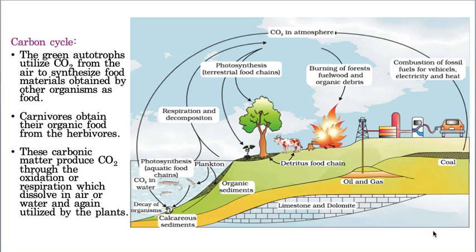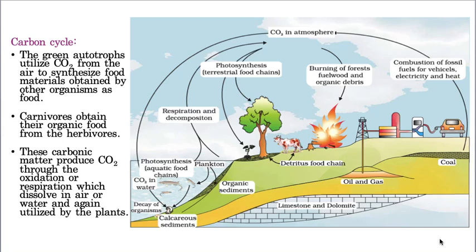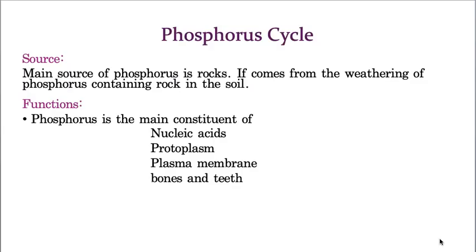Now we are going to the next cycle. Students, if you have any further doubts you can ask me. Now let us take one more example. Carbon cycle is the example I've taken to explain the gaseous nutrient cycle. And for the next example I want to explain the sedimentary nutrient cycle. For this I have taken one example, that is the phosphorus cycle.